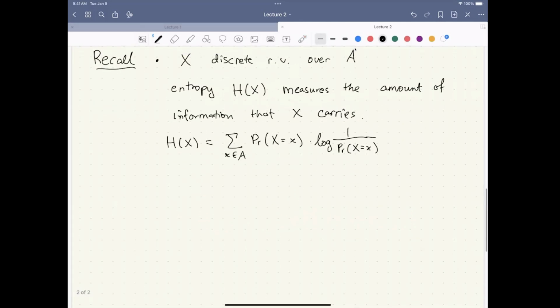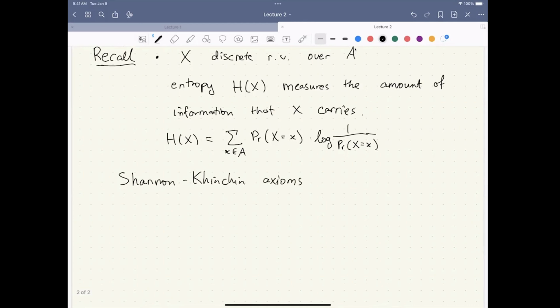So the axioms, let's recall them. These are the Shannon–Khinchin axioms. There are 6 of them. Some of them are not so important, so I'll skip some of them. Okay, I will mention all of them, but I will emphasize the important ones. The first one is important. It's called invariance. Essentially, it says that this entropy is determined only by the distribution of X.